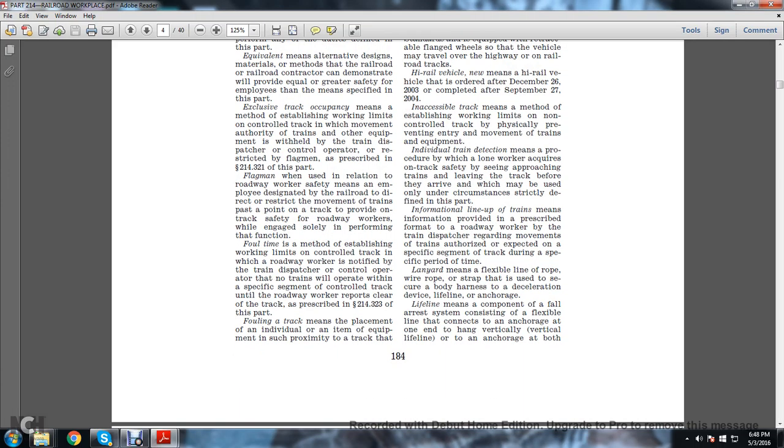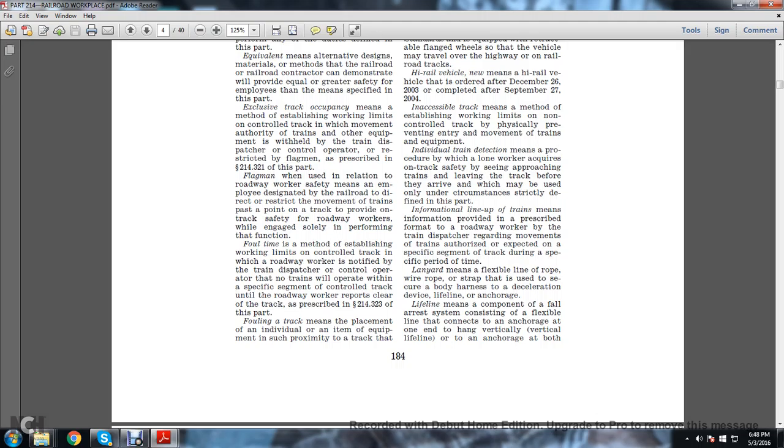Foul time is a method of establishing work limits on controlled track in which the roadway worker is notified by the train dispatcher or control operator that no trains will be operating within a specific segment of the controlled track until the roadway worker reports clear of the track, as described in 214.323 of this part.